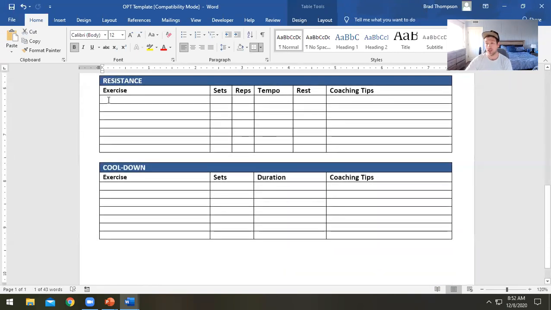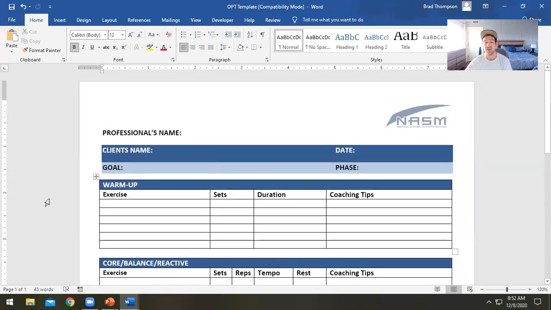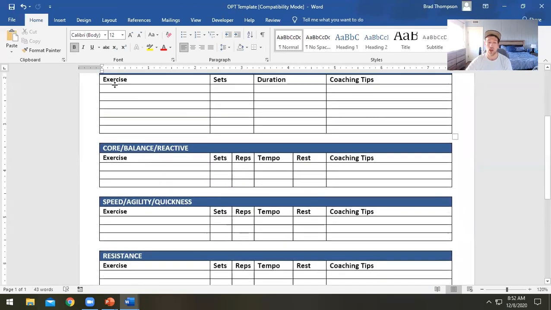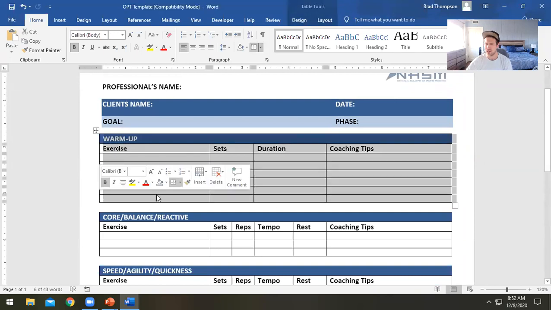Resistance training, where we're talking about chest, back, shoulders, legs, biceps, triceps, everything. And then obviously total body. And then we've got our cool down, which is again going to be like the flexibility stuff. So, the upcoming days, we're working our way through the OPT template, right? Today we're going to finish up what is essentially the warm-up section.